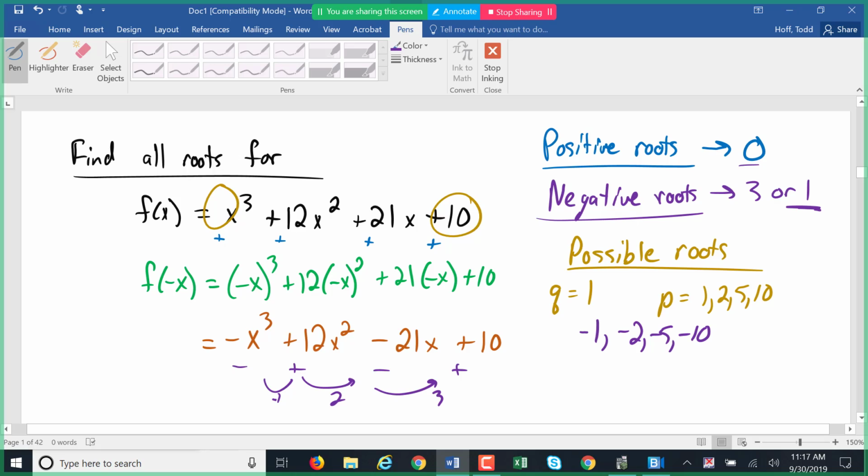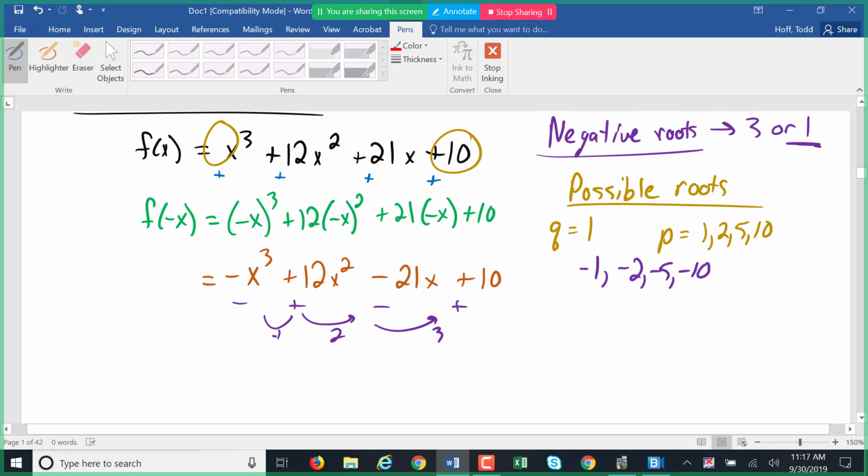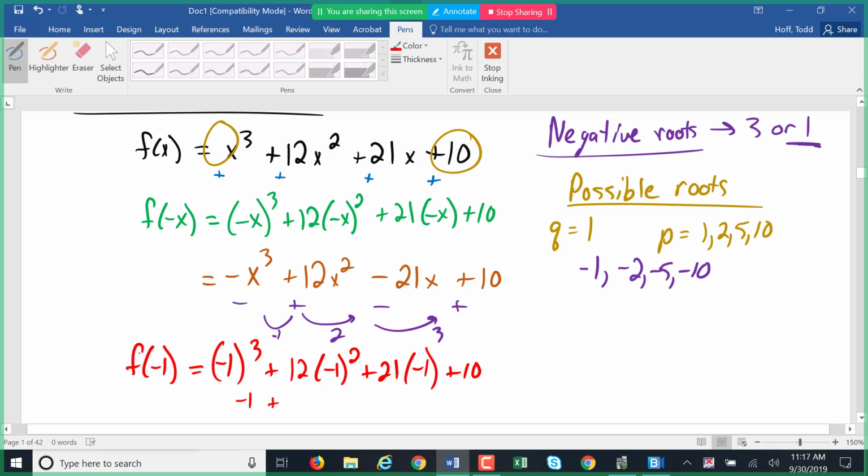Let's try them. Now we've only got like 3 minutes left, so I'm going to try these rather quickly. F of negative 1 is going to be negative 1 to the 3rd plus 12 times negative 1 squared plus 21 times negative 1 plus 10. This is negative 1 plus 12 minus 21 plus 10. That does equal 0. So negative 1 is a root. That gives us a factor of x plus 1.